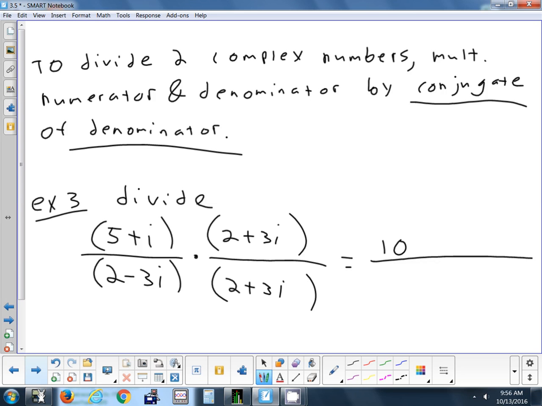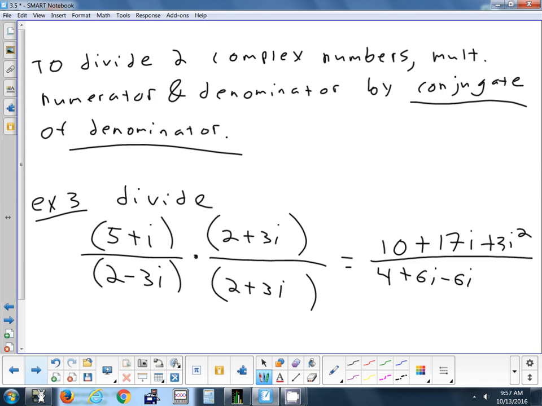5 times 2 is 10. What's 5 times 3i? 15i. Plus 2 more i? 17i. And what's i times 3i? 3i squared. Okay, we'll come back to that in a second. Now in the bottom, 2 times 2? 4. 2 times 3i? 6i. 2 times negative 3i? Negative 6i. That's always going to happen when you multiply conjugates.